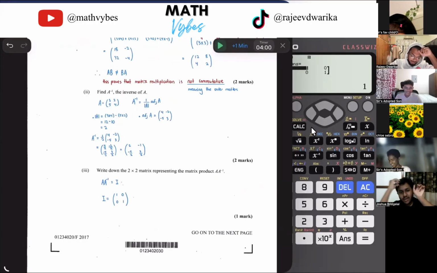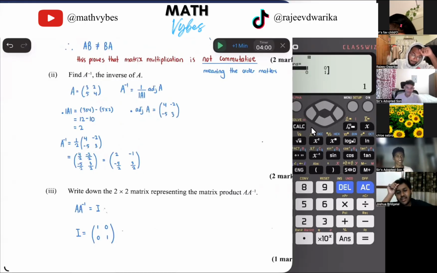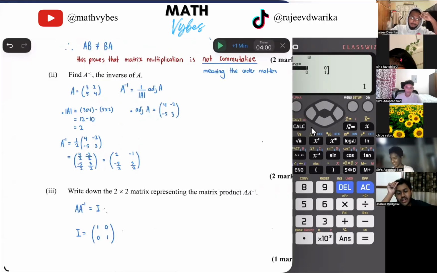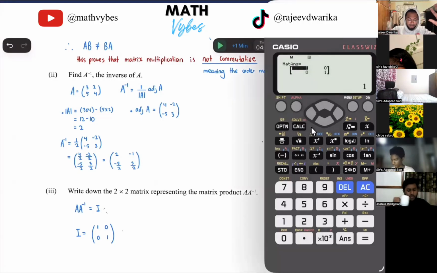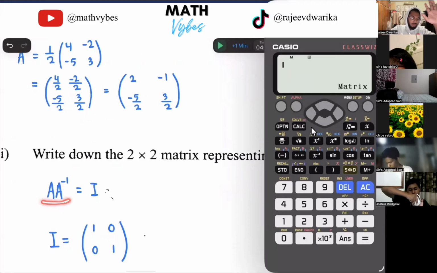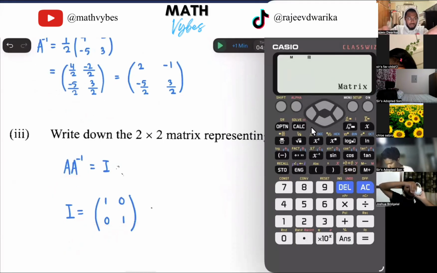Just a question. When you put matrix A into the calculator, how do I multiply to get back the 1, 0, 0, 1 matrix and the inverse? Wait, what are you trying to do? Are you trying to show that A times A inverse will give you 1, 0, 0, 1? Yeah. Okay, so you have matrix A in your calculator already?